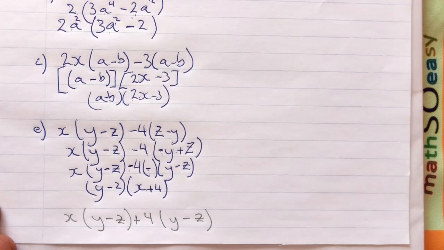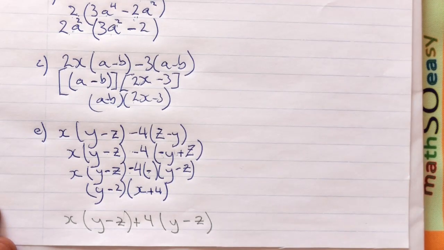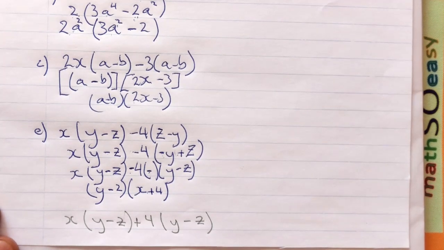Let me see. There's another one which I did not do, which I think I must do. Let's do B. Or should I leave B for you? No, I'm going to leave B for you. Do B for yourself. Should we do G? Yes, I think we can do G.